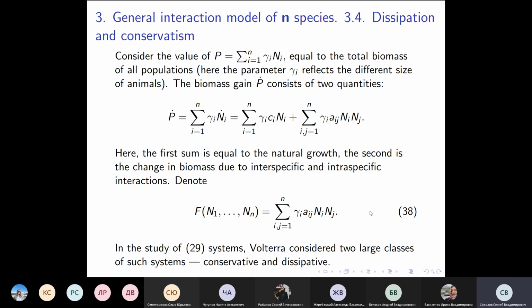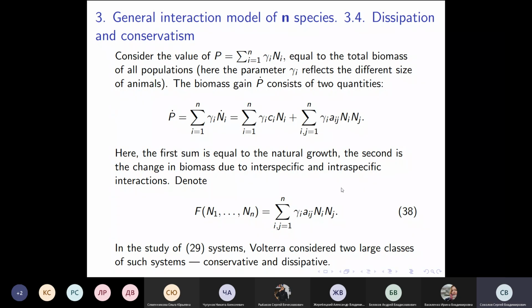Sometimes it can happen in economic models when the company Ni pays some amount of money to the company Nj, and Nj gains the same amount of money, so the full money gain caused by intraspecific and interspecific interaction is 0. In real life, in biology, this conservative system means that the interaction does not affect biomass change.